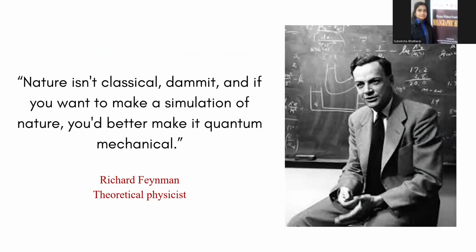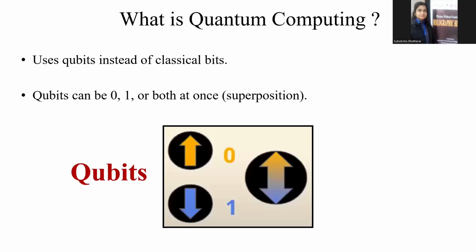But what exactly is quantum computing? Well, it's a new type of computation that uses qubits instead of bits. A qubit can be 0, 1, or both at the same time. Similarly, quantum computers harness the phenomena of quantum mechanics. Now, let's quickly explore the four amazing quantum effects that make quantum computing so powerful.